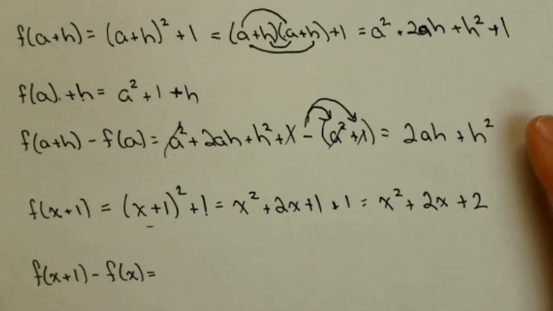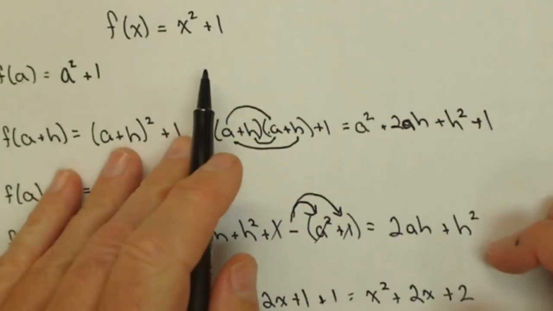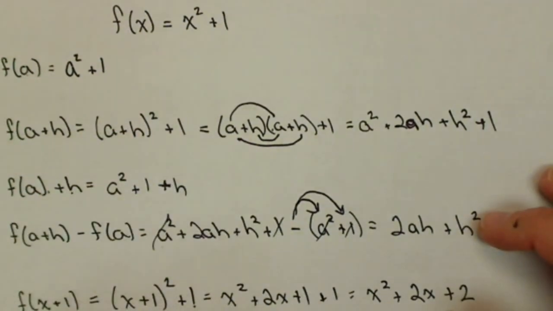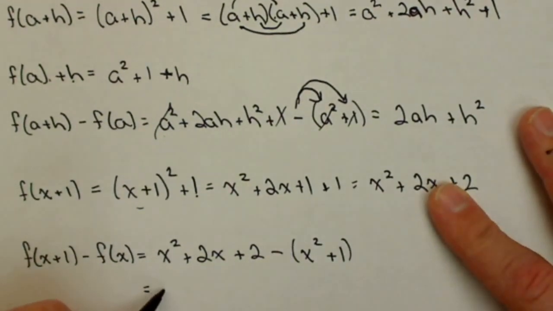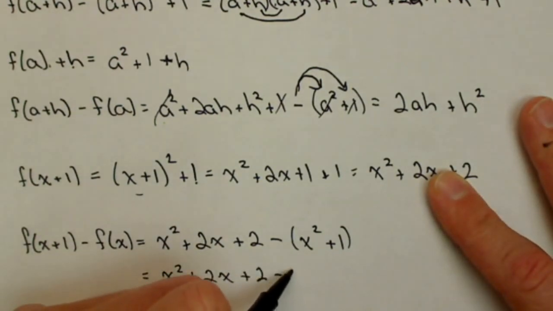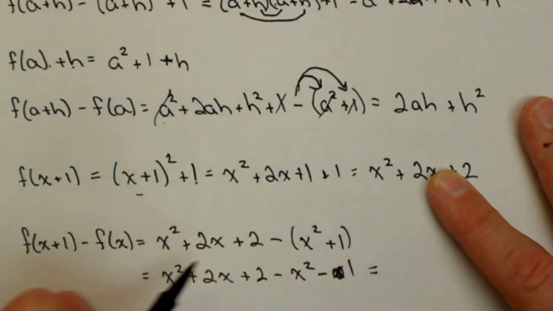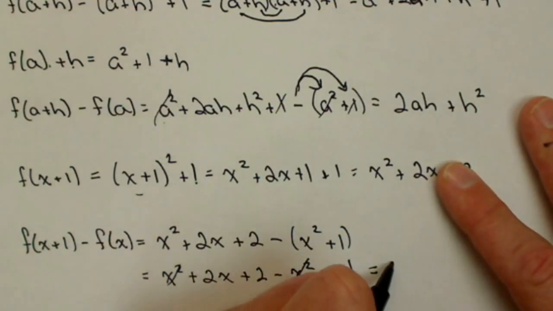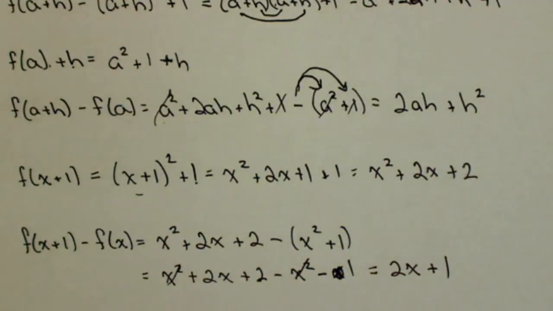Last one we're going to do here is f of x plus 1 minus f of x. Well, I just did f of x plus 1. It's x squared plus 2x plus 2. And I'm going to subtract off f of x, which is x squared plus 1. Once again, don't forget that negative will have to distribute. So we're going to have x squared plus 2x plus 2 minus x squared minus 1. The x squareds will cancel, so we'll end up with 2x, and a plus 2 minus 1, so plus 1. So those are our simplified answers.